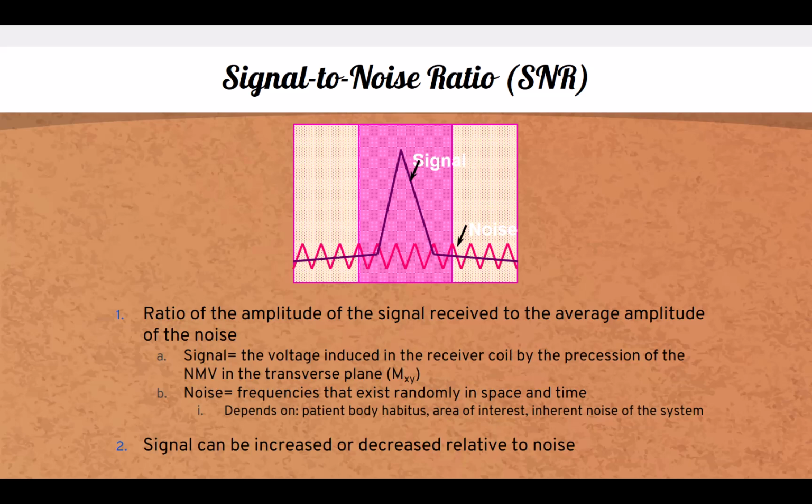Signal-to-noise ratio is defined as the ratio of the amplitude of the signal received to the average amplitude of the noise. Signal is the voltage induced in the receiver coil by the precession of the net magnetic vector in the transverse plane, M sub xy. Noise is the frequencies that exist randomly in space and time. And noise depends on patient body habitus, area of interest, and the inherent noise of the system. Signal can be increased or decreased relative to noise.